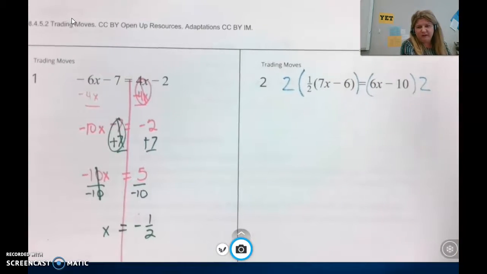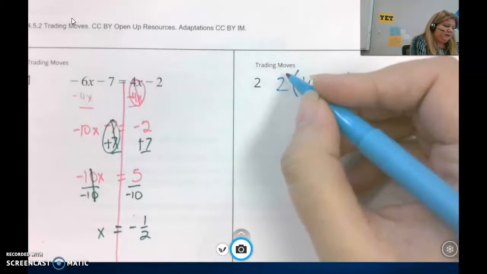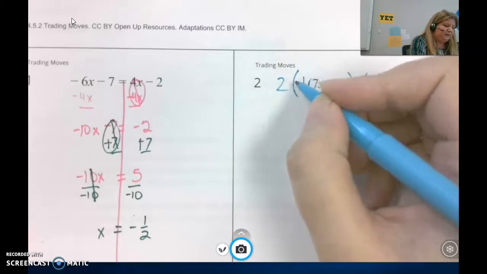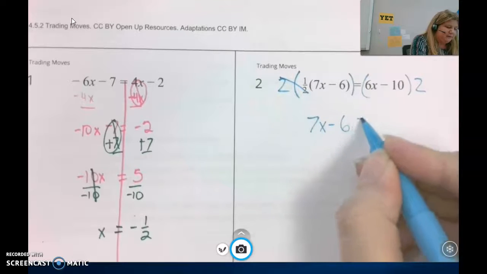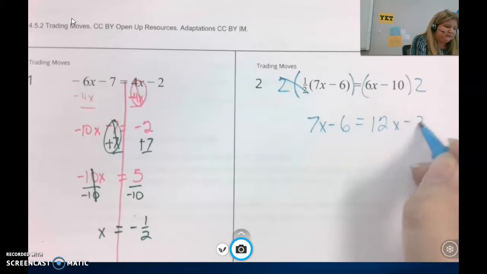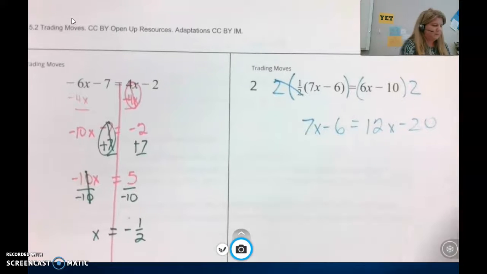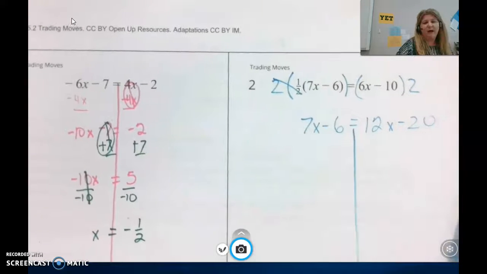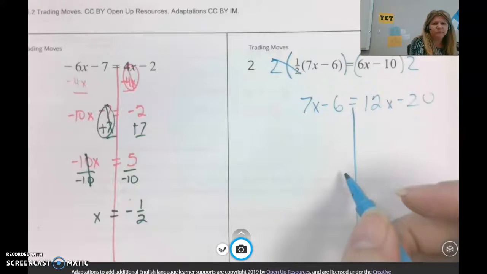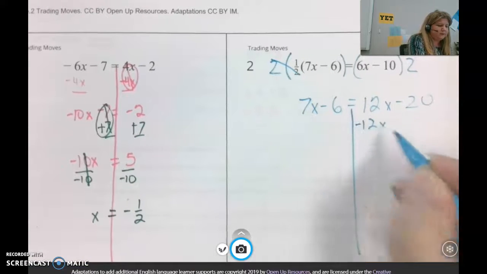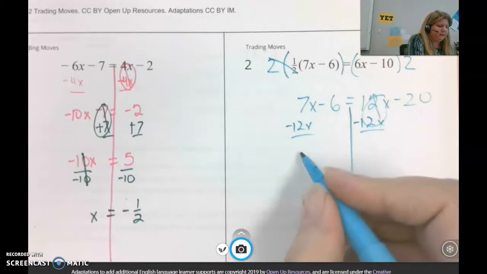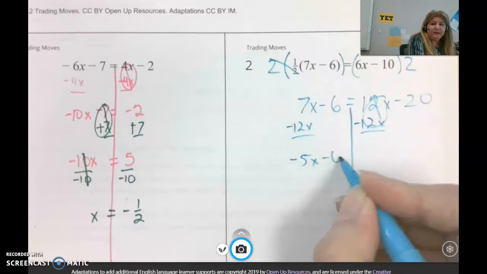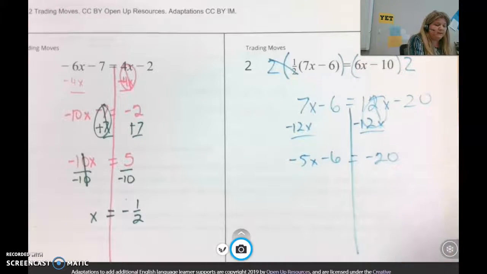And I'm going to do that on each side. So 2 times 1/2, that is eliminated. And then 7x minus 2 equals 12x minus 20. Okay, at this point, I would need to get my variables on one side and my constants on the other. So let's subtract 12x from each side. This is eliminated, and now we have negative 5x minus 6 equals negative 20.